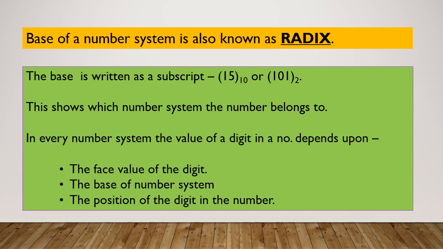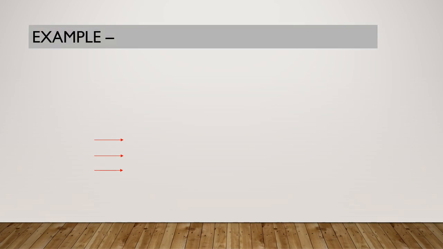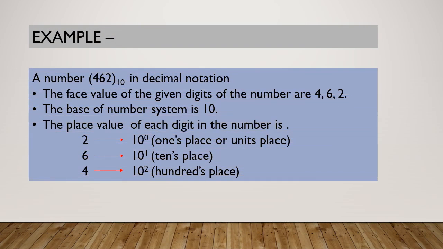In every number system, the value of a digit in a number depends upon three things: the face value of the digit, the base of the number system, and the position of the digit in the number. Let's see an example. Let's consider a number 462 in the decimal notation. The face values of the given digits in the number are 4, 6, and 2. The base of the number system is 10.